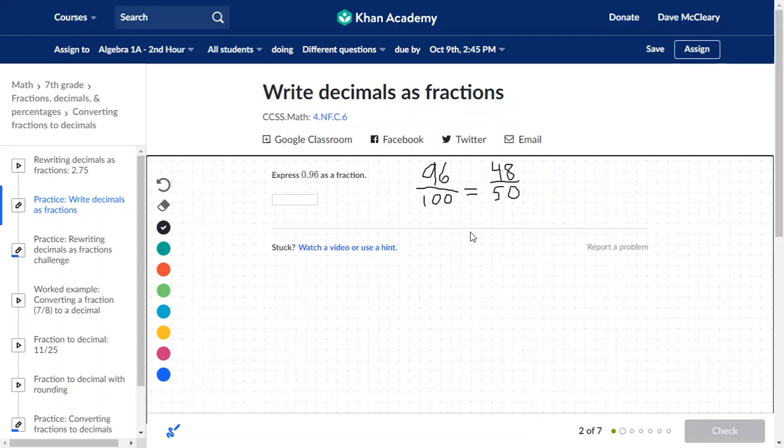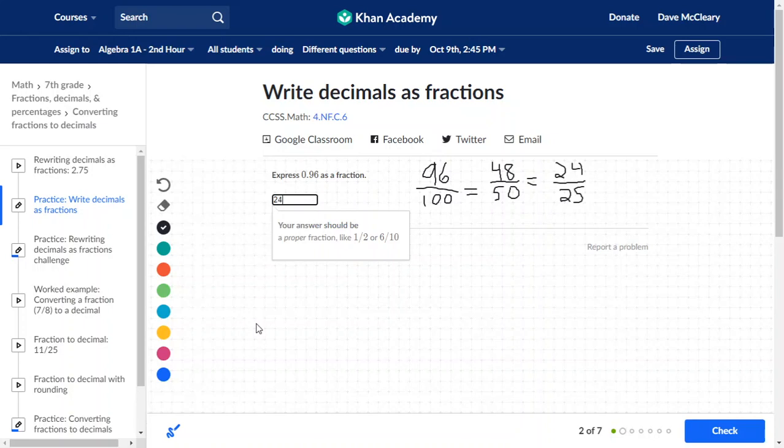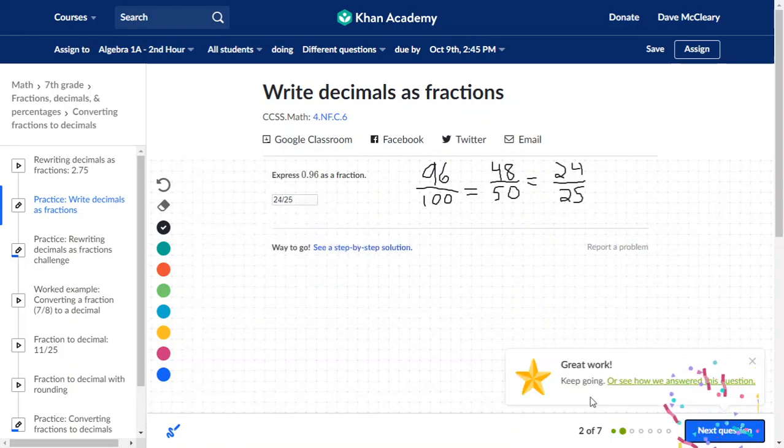But I noticed that these are still both even numbers. So what I'm saying is if you don't get the greatest common factor on the first try, that's all right. Just keep going. These are both even numbers again. So I'm going to divide by 2 again. 48 divided by 2 is 24. And 50 divided by 2 is 25. And that is as reduced as we can get. So 24 25ths. And we got it right.